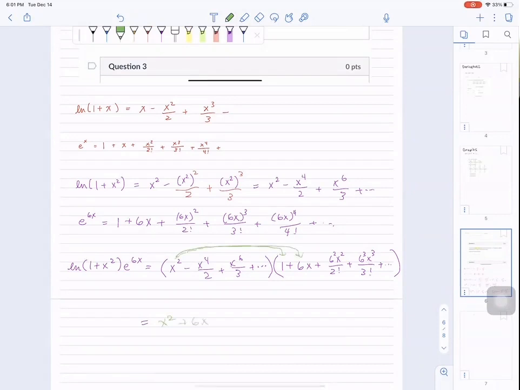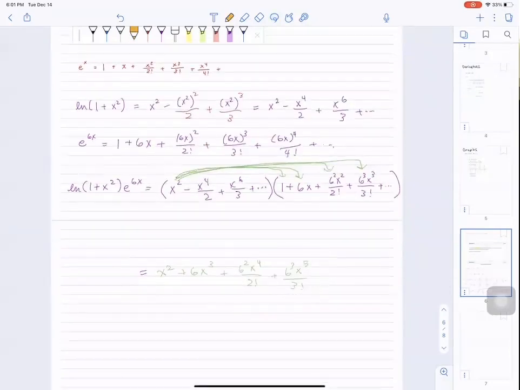plus 6x cubed plus 6 squared x to the 4th over 2 plus 6 cubed x to the 5th over 3. And we know that this next term, which I didn't write out, would have an x to the 5, and x to the 5 times x squared would give you a 7th degree term. And we're only stopping at 5. So you don't need to continue the green FOILing.